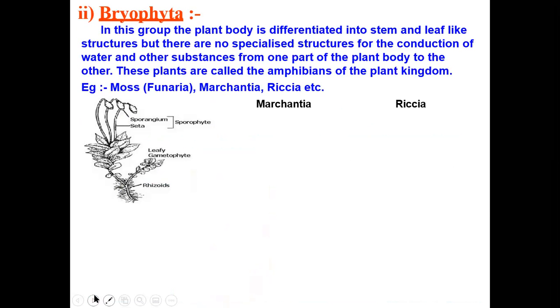Now we will discuss Bryophyta. In this group, the plant body is differentiated into stem and leaf-like structures. Only leaf and stem-like structures. But there are no specialized structures for the conduction of water and other substances from one part of the plant body to the other. These plants are called amphibians of the plant kingdom, meaning these plants are available on land as well as in water. Examples are moss, that is Funaria, Marchantia, and Riccia.